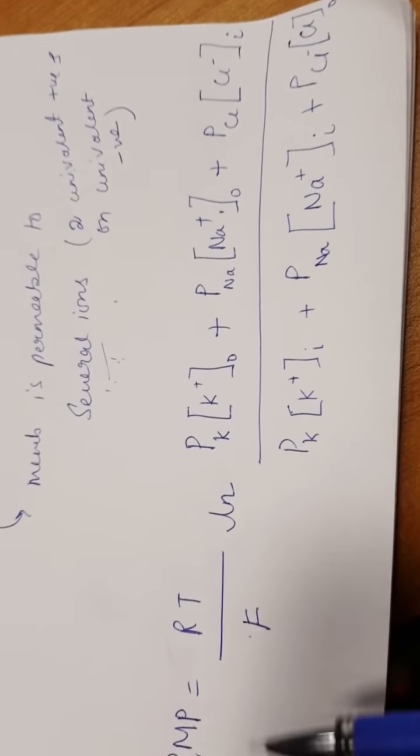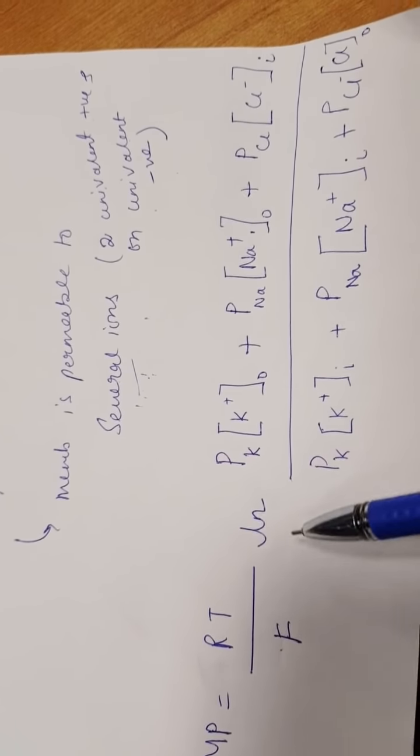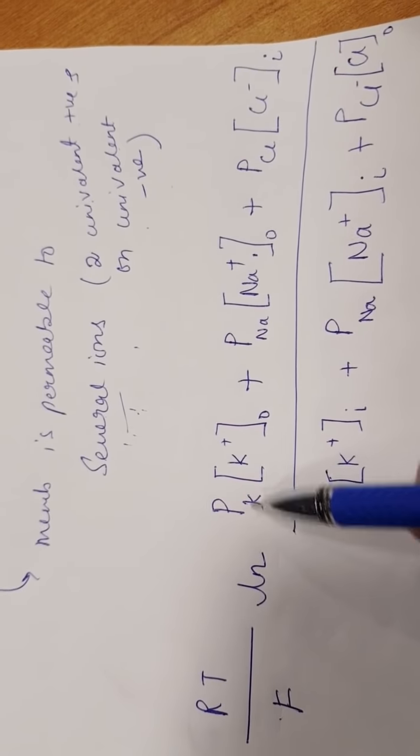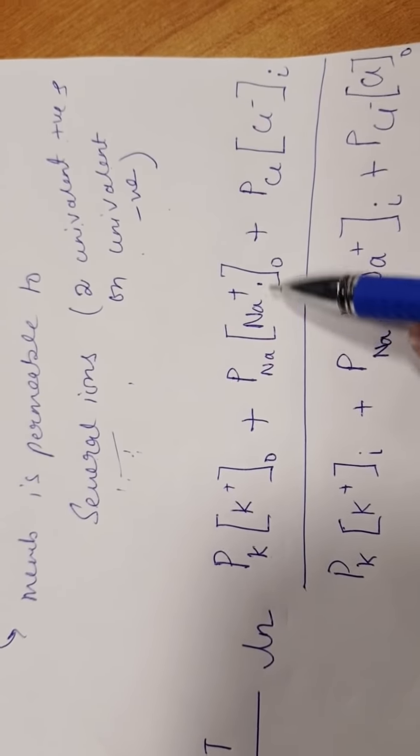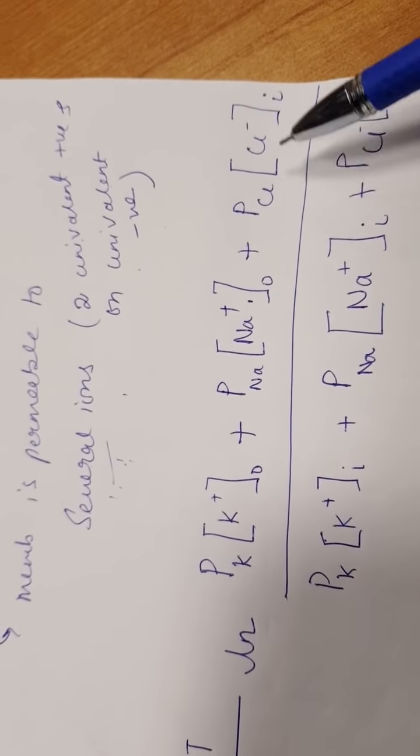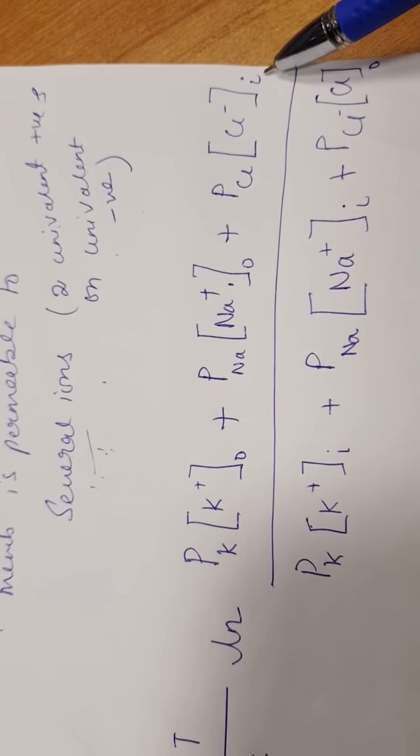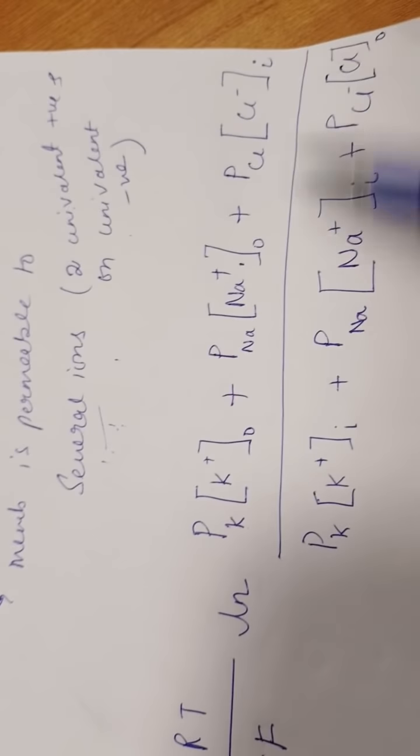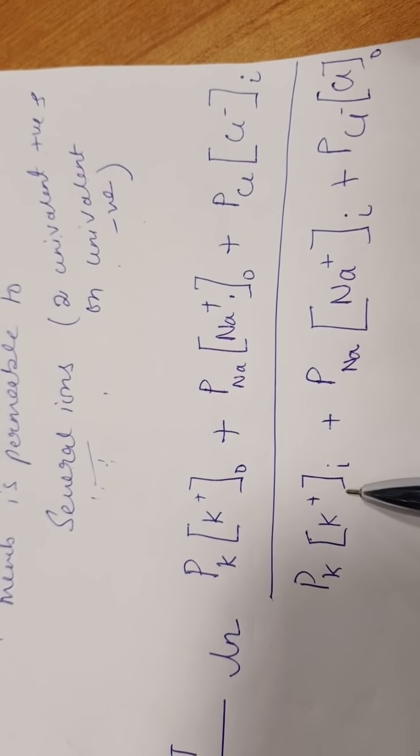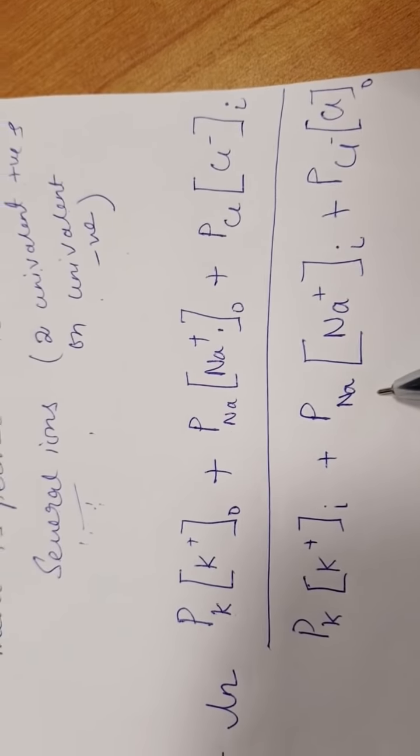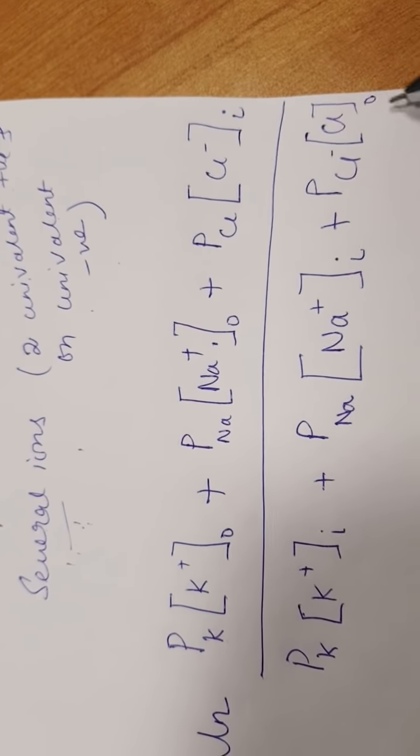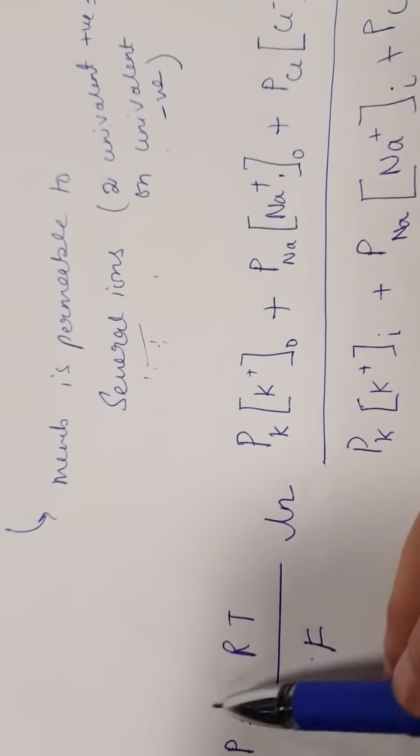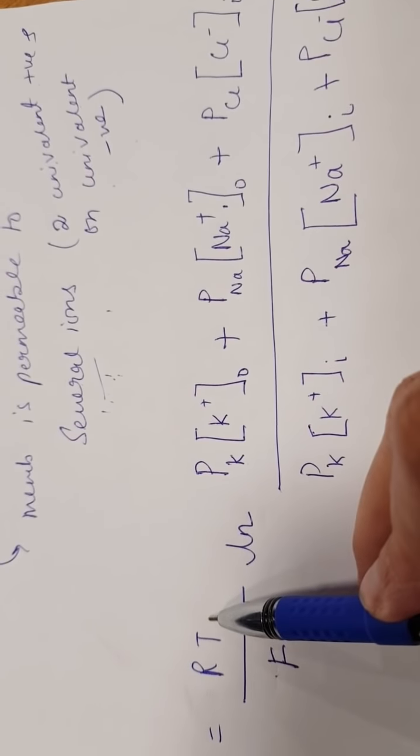Now what is the equation? See, this is the equation. The RMP is RT by F into natural log of permeability of potassium into potassium outside plus permeability of sodium into sodium outside plus permeability of chloride into chloride inside. Okay, this is an anion. Divided by permeability of potassium into potassium inside plus permeability of sodium into sodium inside plus permeability of chloride into chloride outside. Okay, so these are the gas constant, absolute temperature, and Faraday's constant.